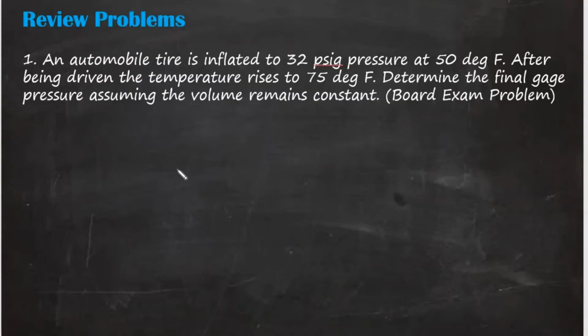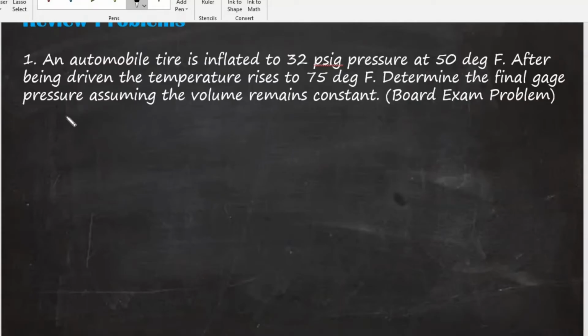Now, let's have some review problems here. Problem number 1: an automobile tire is inflated to 32 psig. So, be mindful of the pressure here. It's in gauge pressure at 50 degrees. After being driven, the temperature rises to 75 degrees. Now, determine the final gauge pressure, assuming the volume remains constant. This is a board exam problem.